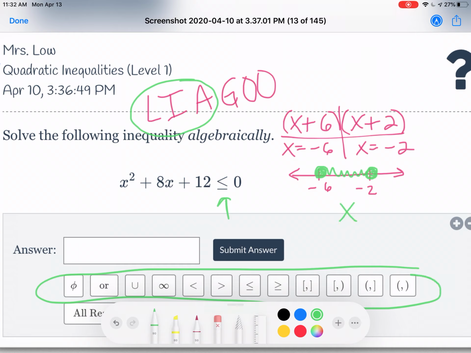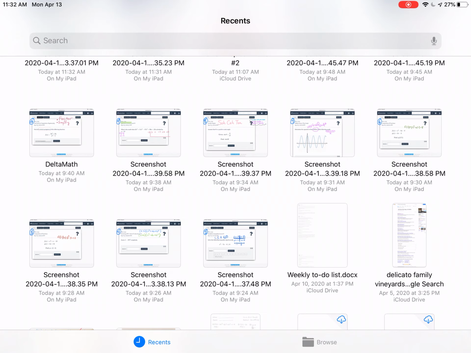Remember, x goes in the middle, arrows shoot to the left, and then place in your critical values. So you could use the symbols down below to do that. If you wanted to do interval notation, it's including, so it would be a bracket. And interval notation would be good as well. Okay, so a little LEAGO.